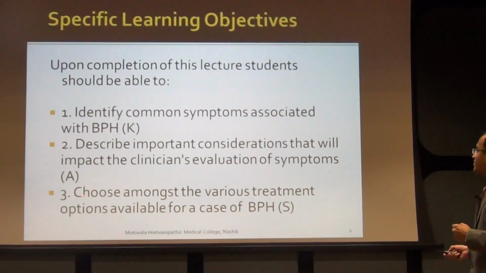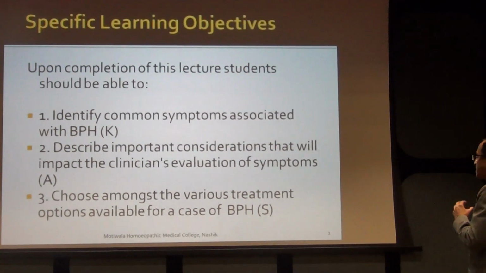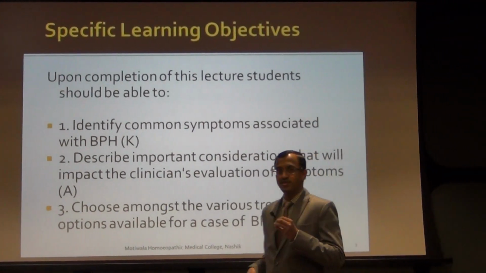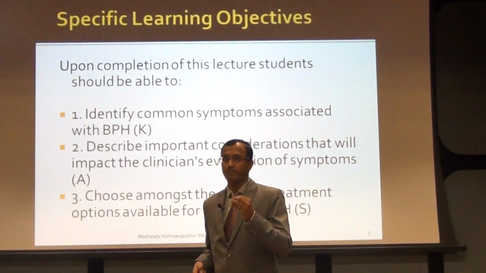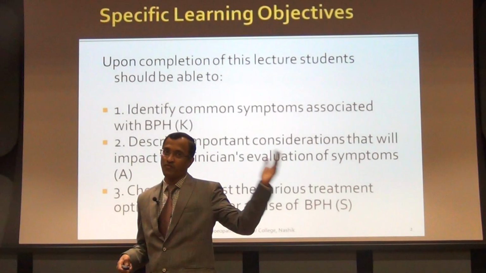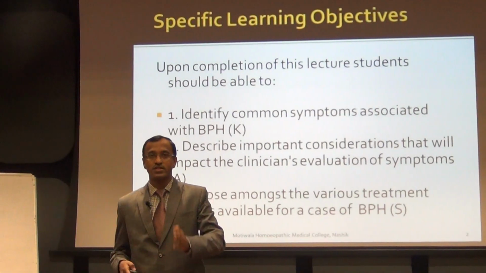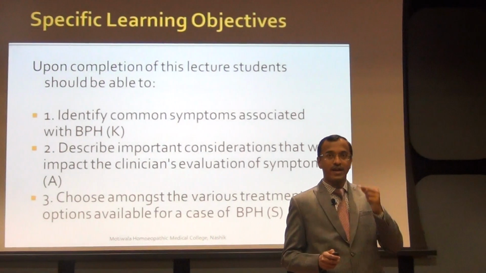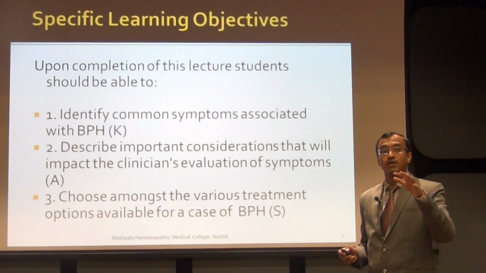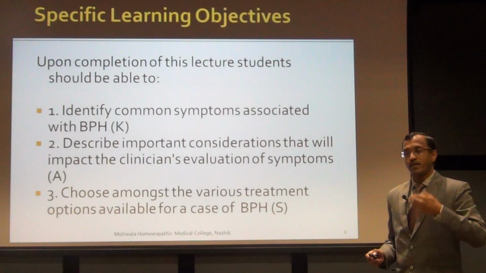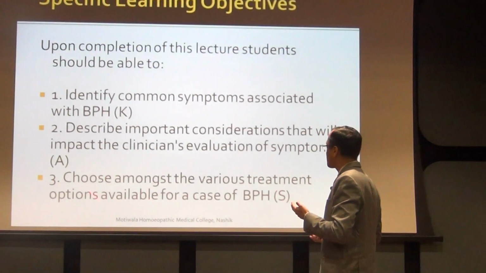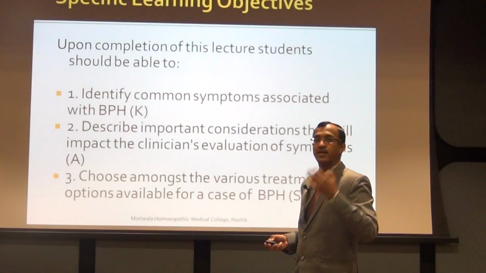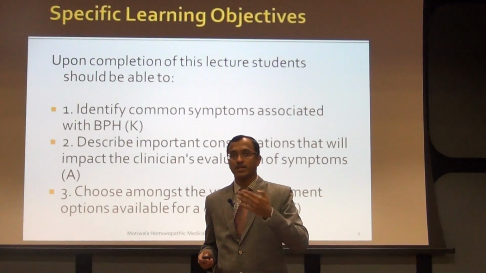And the last is, amongst the various treatment options available. There are various treatment options available in the management of benign prostatic hypertrophy. It may be non-pharmacological, pharmacological, surgical, or homeopathic. So at the end of this lecture, the student should be able to tell, convince or guide the patient which option will be suitable for the patient in the management of benign prostatic hypertrophy.